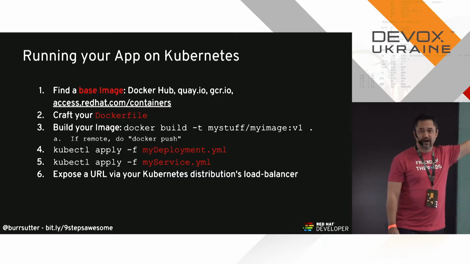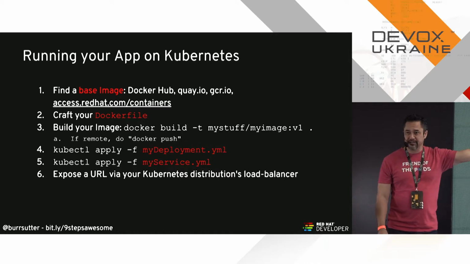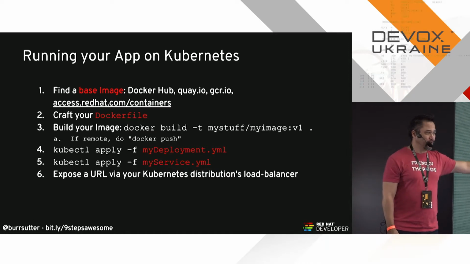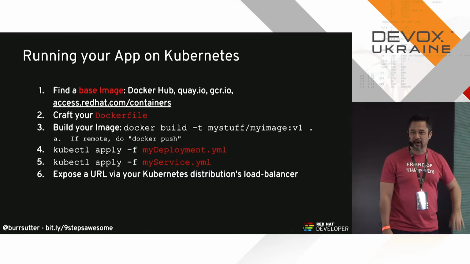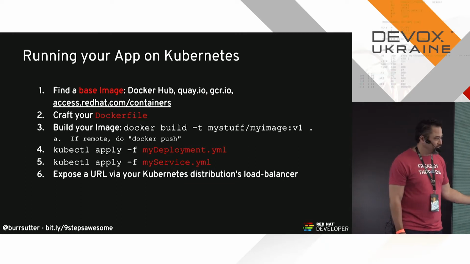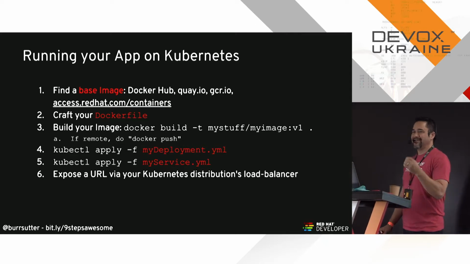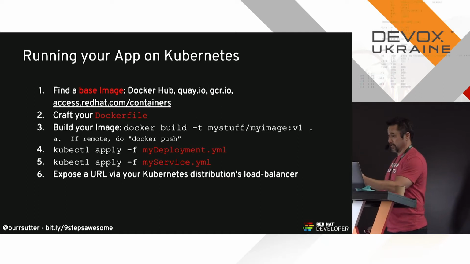You have to craft your Dockerfile accordingly to pull that image. And then, of course, you do your Docker build, as you saw me do earlier. And then you do your deployment and your service, and you're ready to go. Now, this last step here is kind of tricky, number 6, because it has to expose a URL that the user can interact with. That is unique per distribution.